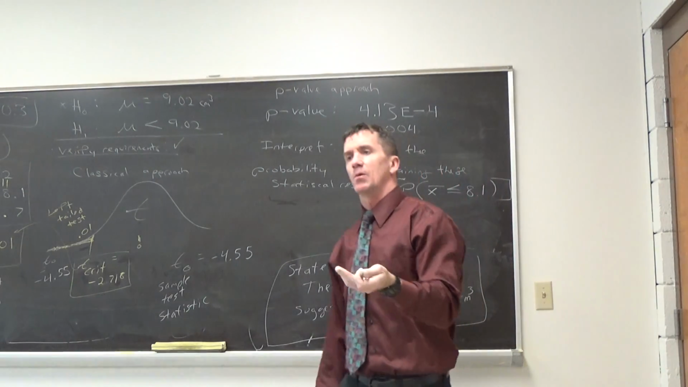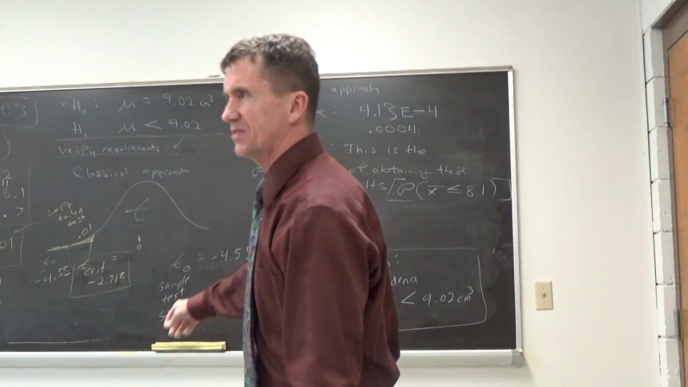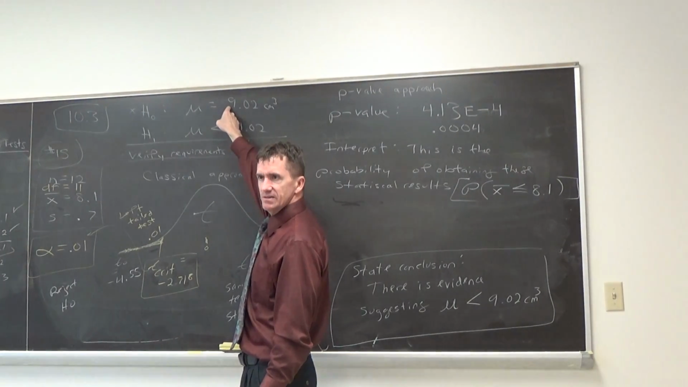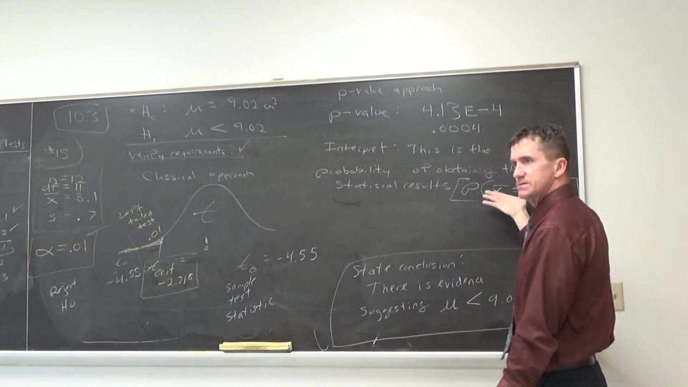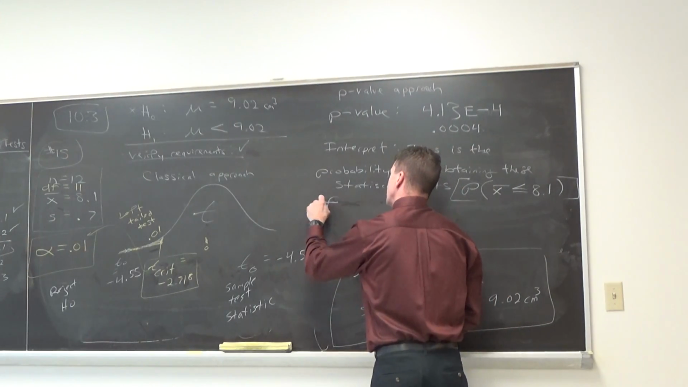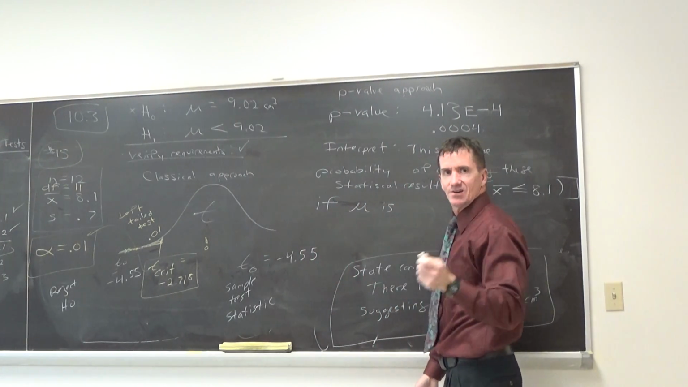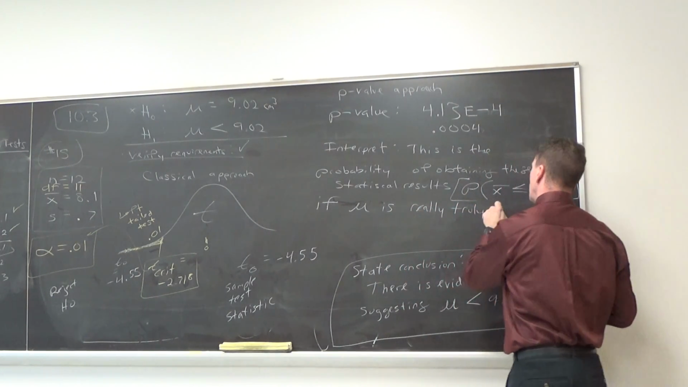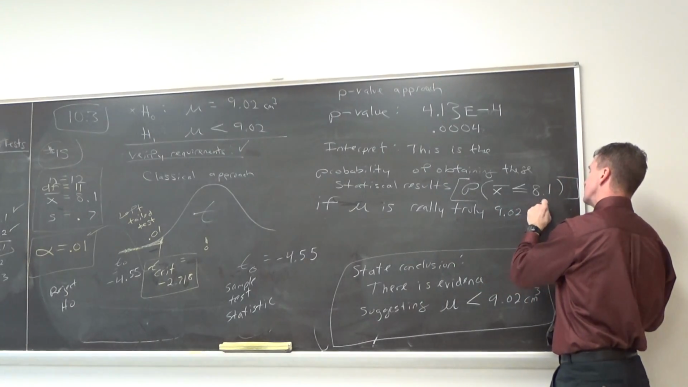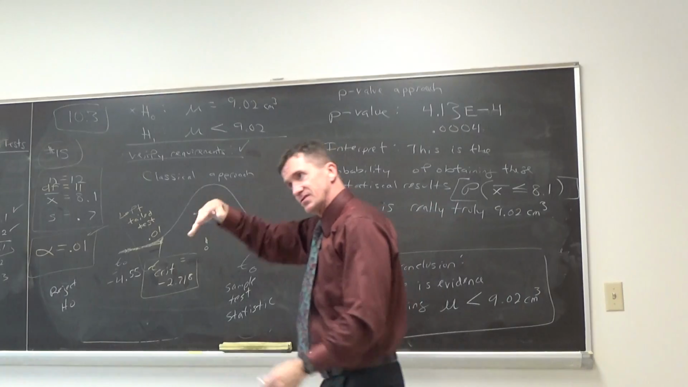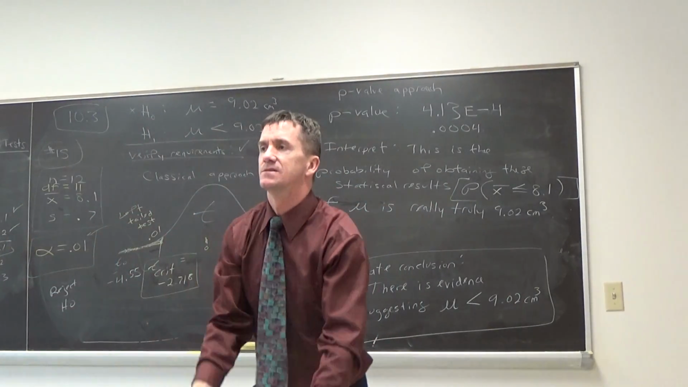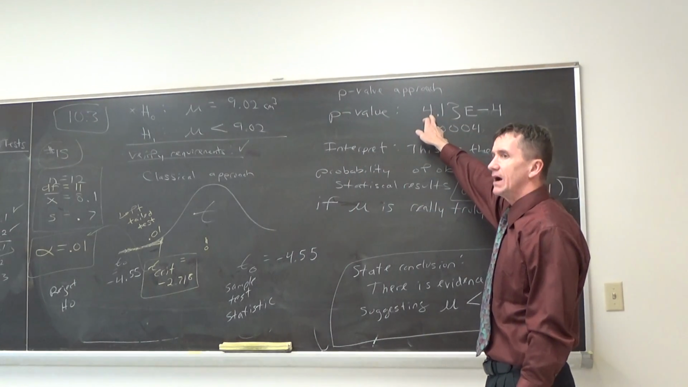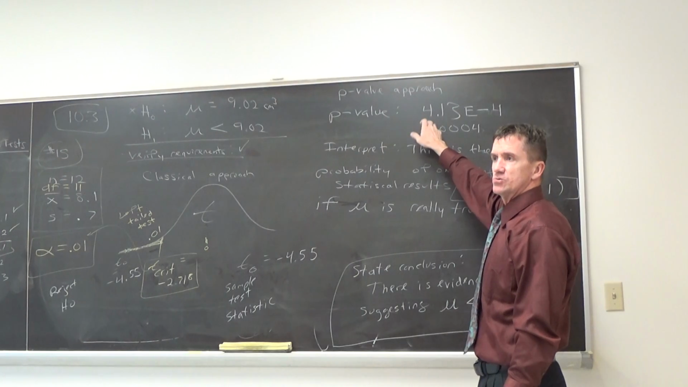And here's the most important part when I interpret the p-value. This was all based off what, though? Not some magic number, where everything was based off this thing. So when I say this, I go, this is a probability of obtaining this, and then I go, if mu is, and this time I'll emphasize that, if mu is really, truly, how much? 9.02 cubic centimeters. See, it was based off that null hypothesis, right? This is the odds of getting this. But wouldn't this be kind of unusual in this world? That's extremely rare. That's extremely unusual.